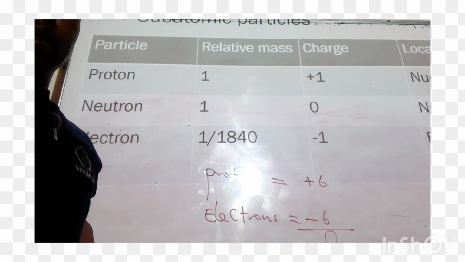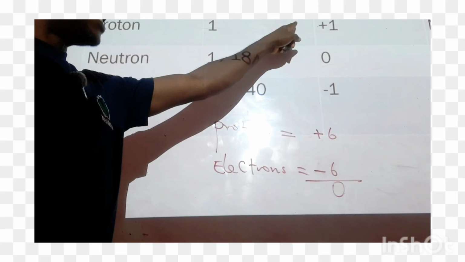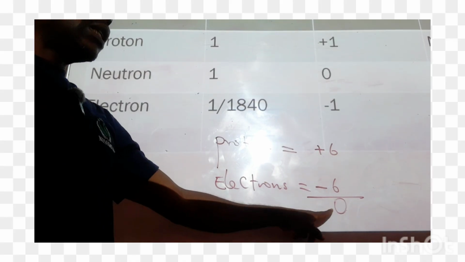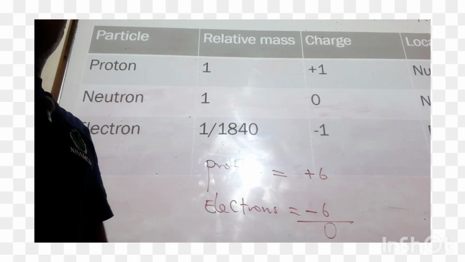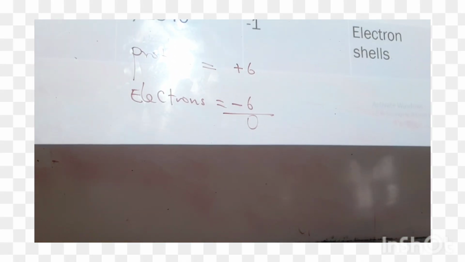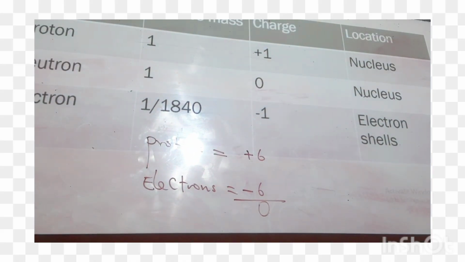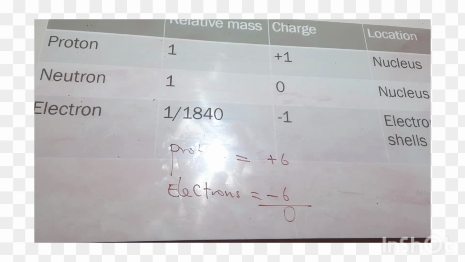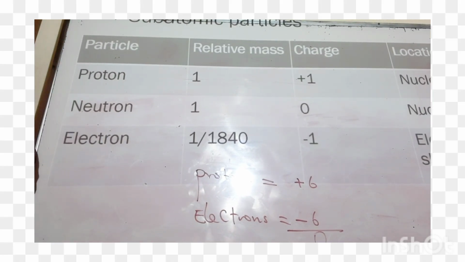Plus 6 minus 6 is 0. So as a result of that, the charge of a neutral atom is 0, because the positive and negative charges cancel out and the neutral atom becomes electrically neutral. So when an atom is electrically neutral, know that such an atom has an equal number of protons and electrons.